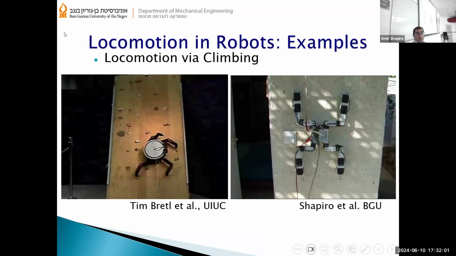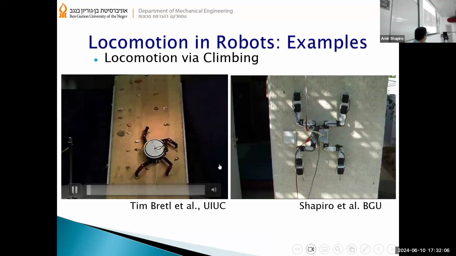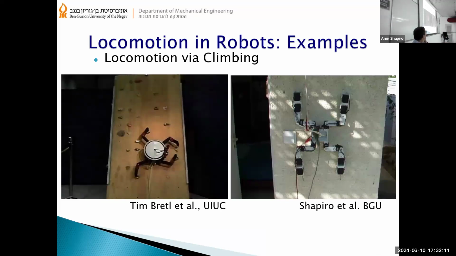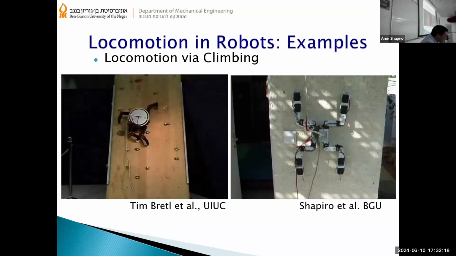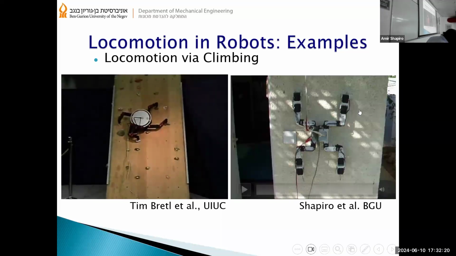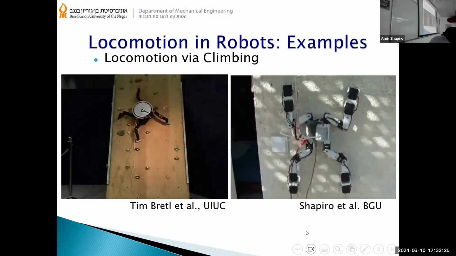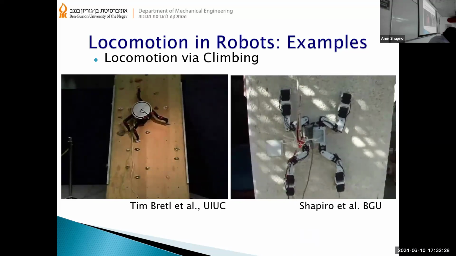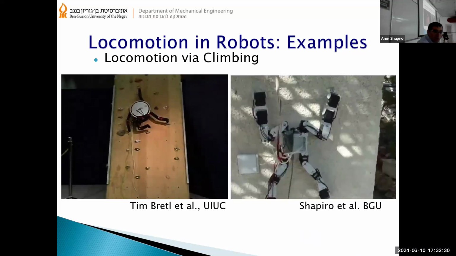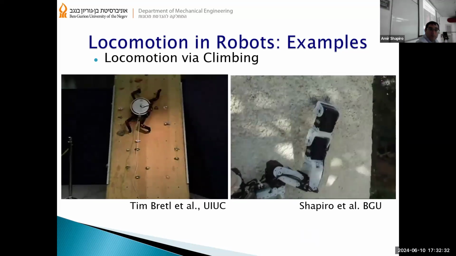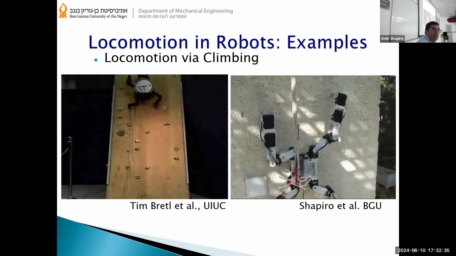And some examples of walking. Here is not really walking, it is a climbing robot. On the left is from Urbana-Champaign. This is from more than 20 years ago. And this is from here. We built in my lab a walking robot that can climb on walls, as you can see here.